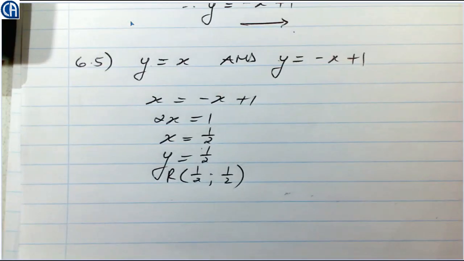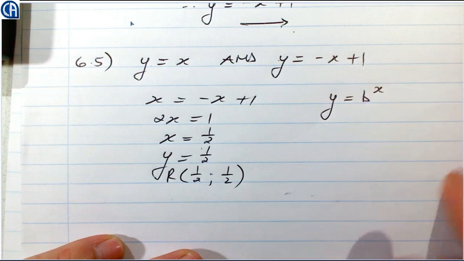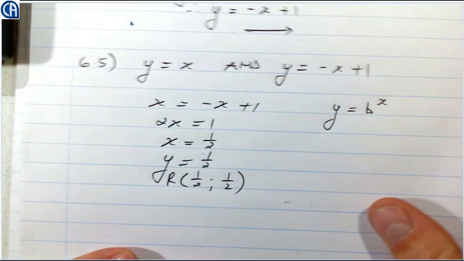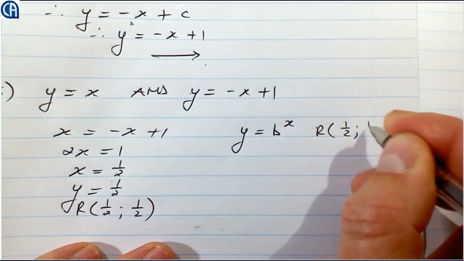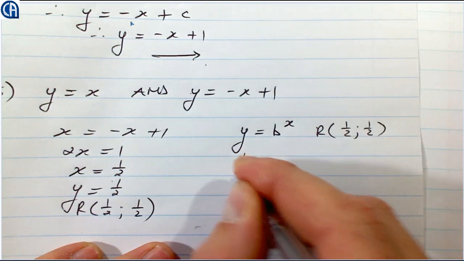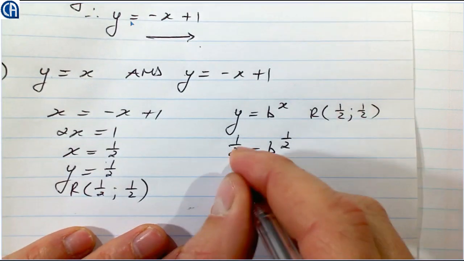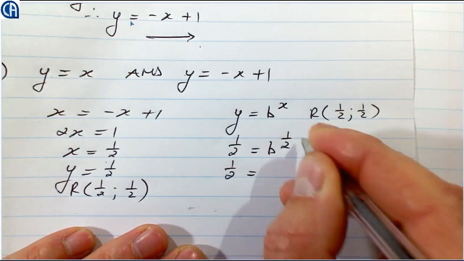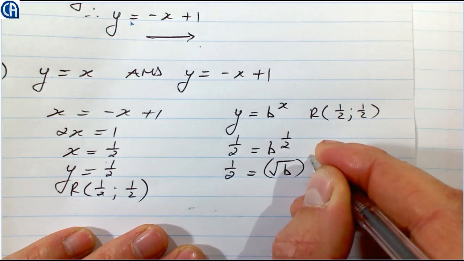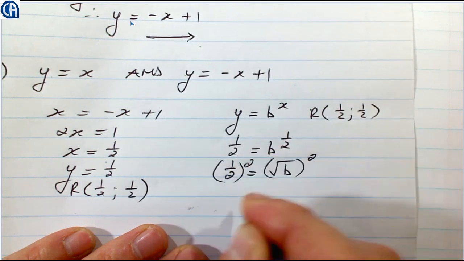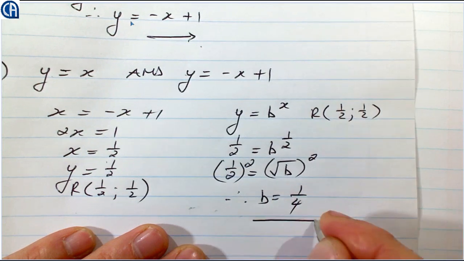So now to work out the value of b, so y equals b to the x, and obviously that graph is passing through point R, which is half and half. So we've got half equals b to the half. So reversing that, b to the half is the square root of b. So to get rid of the square root, we're going to square both sides. So therefore b is equal to a quarter.